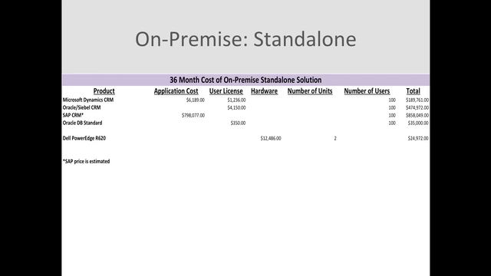And again, here you have $35,000 that you have to consider for Oracle that is included in the total cost. You also, for our on-premise standalone, have $12,486 per server that you have to include as well. And the fact is, we included one server for the database and one server for the application.